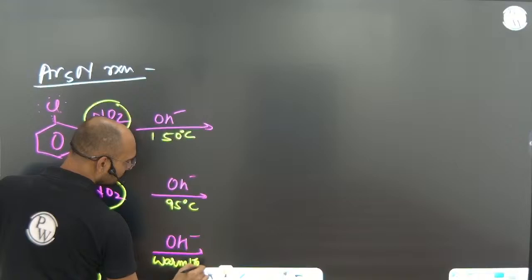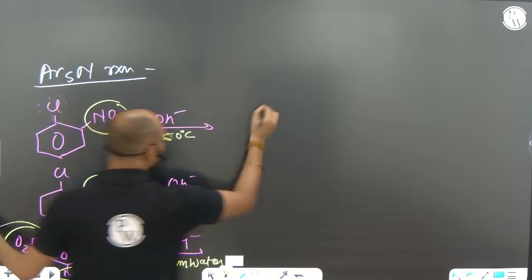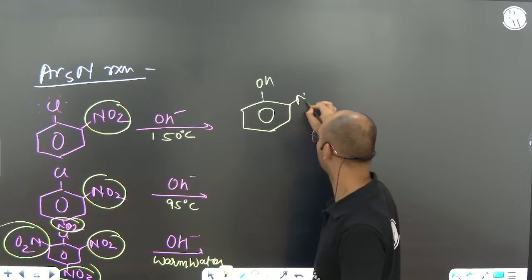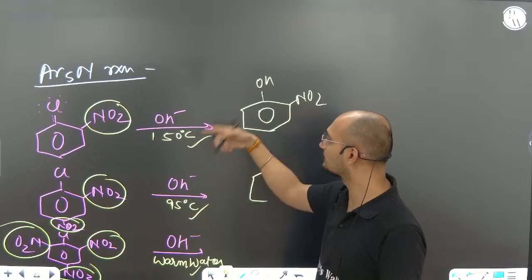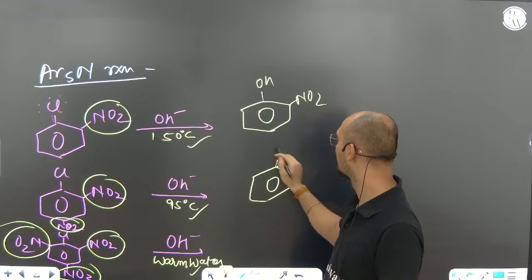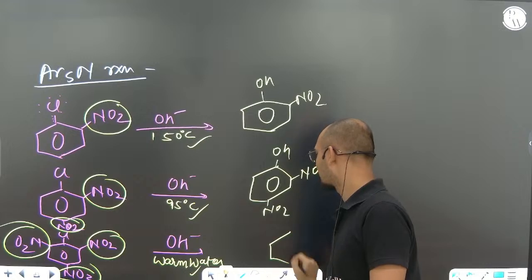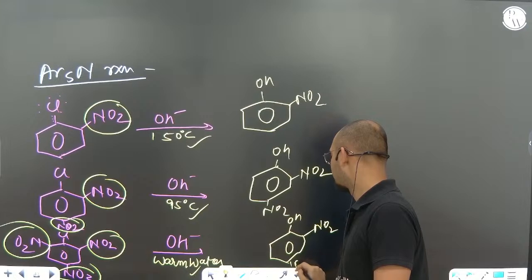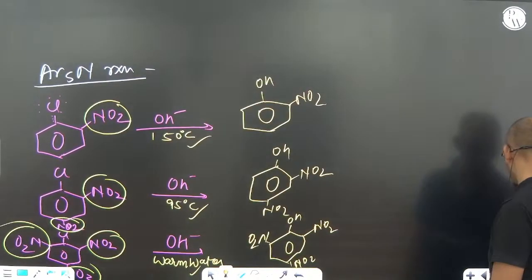Warm water is enough, and it will convert Cl into OH, and here it will be NO2. So the very important point is these conditions: the condition is more vigorous when the nitro is less, and less vigorous when the nitro is more. I hope you all can do such kind of questions very easily. And what about this, if there is going to be OH, NO2 and NO2? Any doubt? I hope it is all very clear.